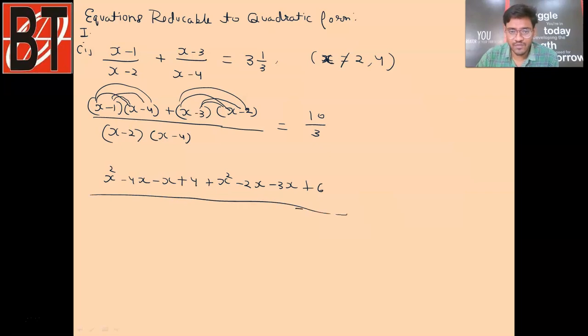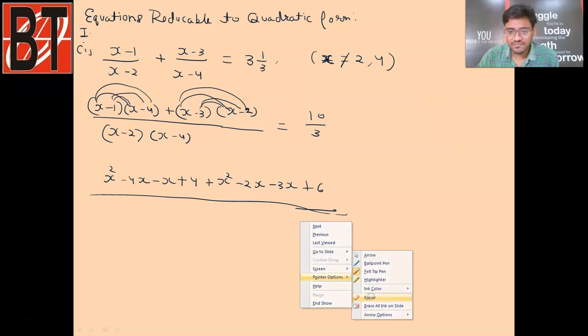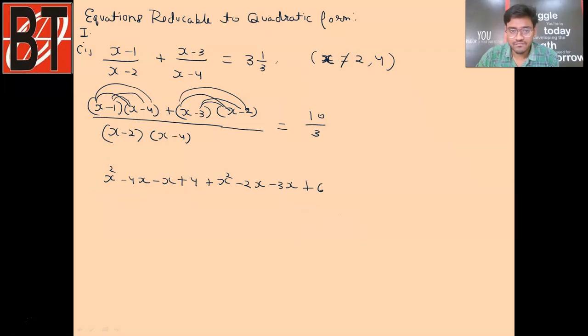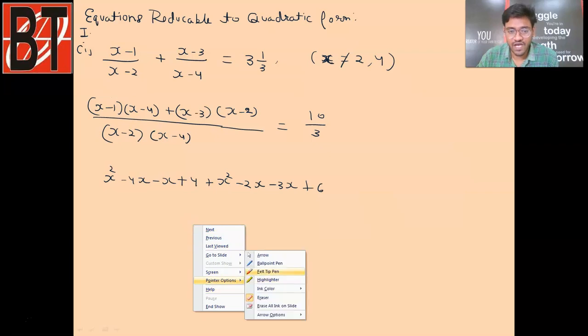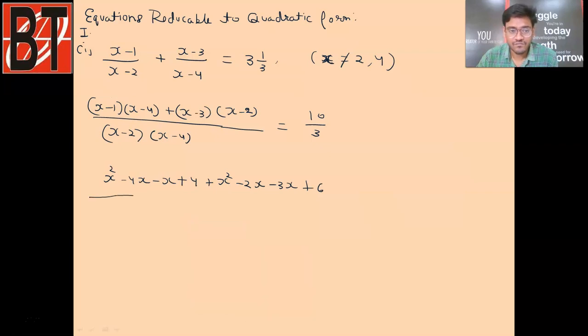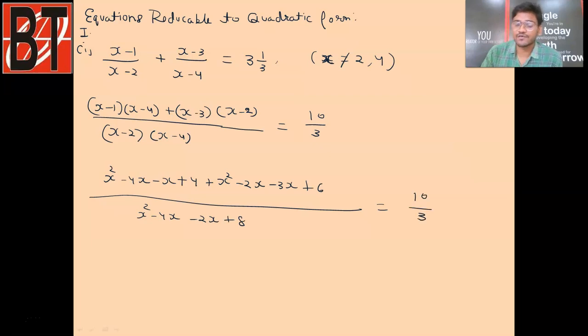Now in the denominator also I have to multiply the two brackets. So in the denominator I will have x square minus 4x minus 2x and minus 2 into minus 4 is plus 8, is equal to plus 10 by 3. I just changed the mixed fraction into an improper fraction.